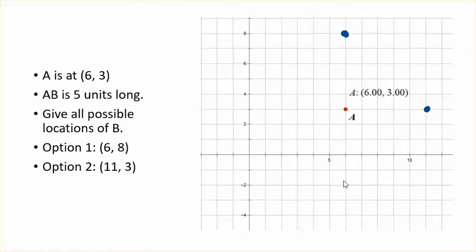Okay, back to A to find our third option. This time from A, I'm going to count down 5. 1, 2, 3, 4, 5. There is our next possible coordinate. So let's find the coordinate of that point. I can tell I'm over 6 and I'm down, 1, 2.